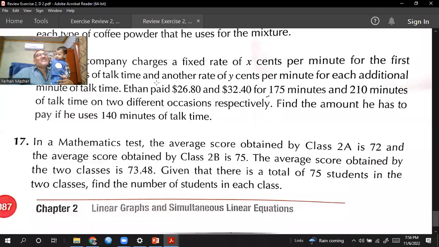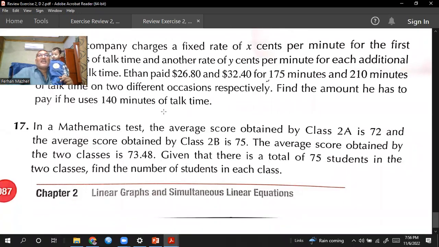The next question is question number 17, and it says, in a mathematics test, the average score obtained by class 2A is 72, and the average score obtained by class 2B is 75. The average score obtained by the two classes is 73.48. Given that there is a total of 75 students in the two classes, find the number of students in each class. So suppose class 2A has X number of students and class 2B has Y number of students.